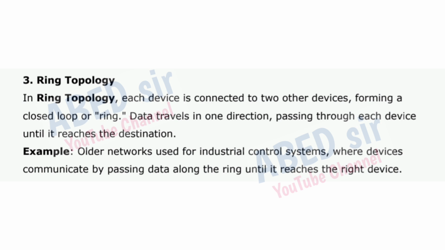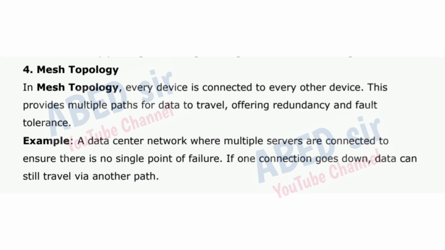3. Ring topology. In ring topology, each device is connected to two other devices, forming a closed loop or ring. Data travels in one direction, passing through each device until it reaches the destination. Example, older networks used for industrial control systems, where devices communicate by passing data along the ring until it reaches the right device.